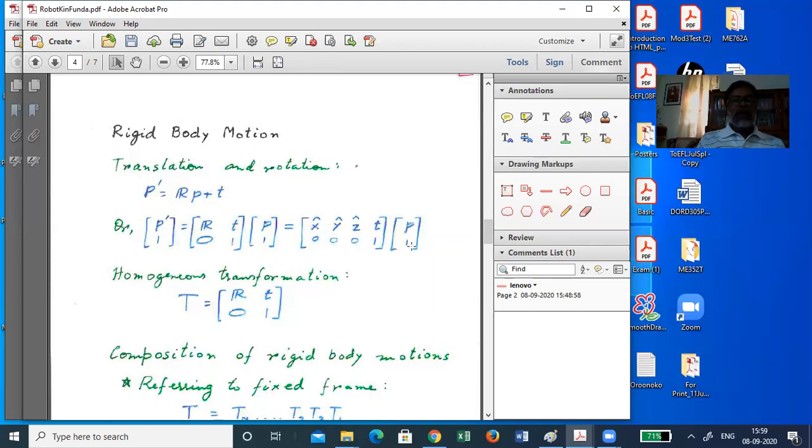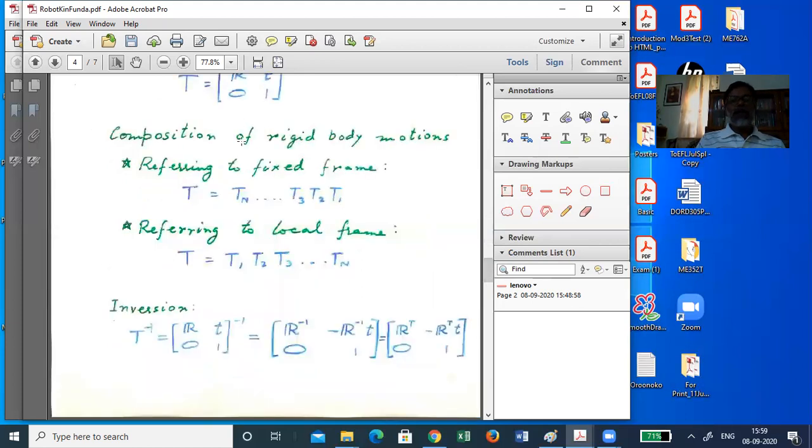Now, when you want to compose rigid body motions like this, you go on multiplying like this. And this you do when each successive rigid body motion is given to you as specified in a fixed frame. If they are referred to the local frame of the body which itself is moving, then it will be the other way around.